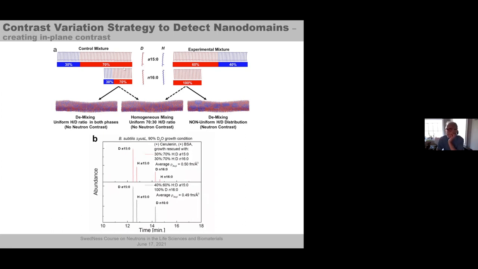And then what do you do? What would you do to show if there are domains or no domains? Let's say we start with this. You do an experiment: 30% protiated, 70% deuterated anti-ISO, and 30%, 70% for the 16. It takes it in that amount, and you get the scattering. What do you do next?